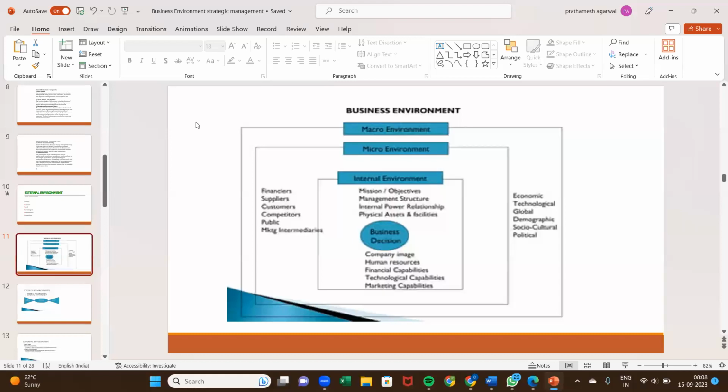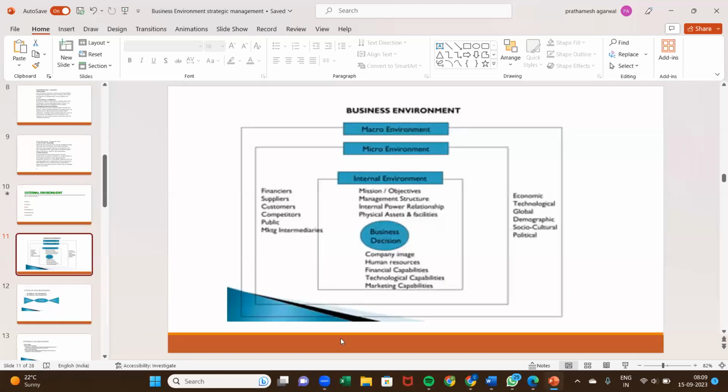So again, just to summarize: business environment, macro, micro, and internal. Now see what this is. Mission, objectives, management structure, internal power relationship, physical assets, company image, human resources, financial capabilities, technological capabilities, and marketing capabilities. On my left we have finances, suppliers, customers, competitors, public, and marketing intermediaries. And on my right, economic, technological, global, demographic, socio-cultural, and political.